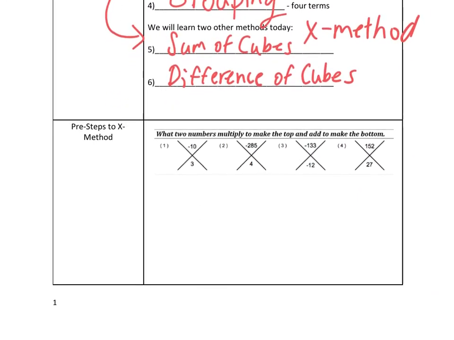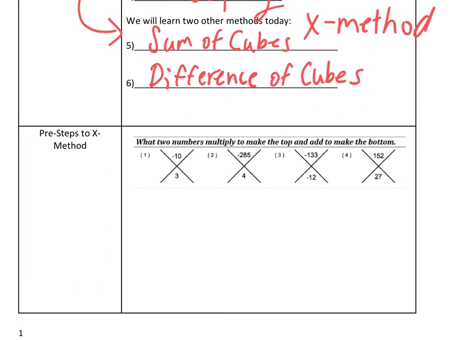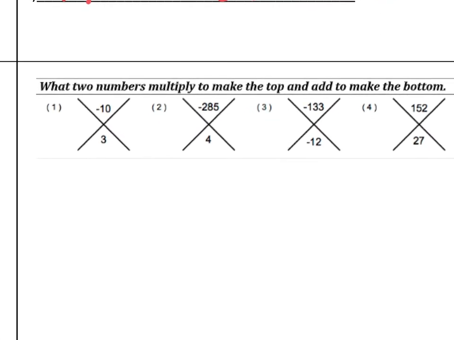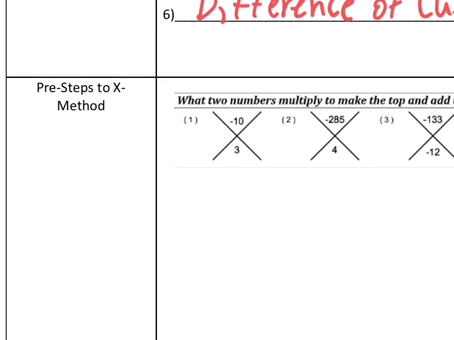So, pre-steps to learning the X method. What the X method is: it is drawing an X, okay? What's important to know about this X is that the two numbers need to multiply to make the top number, and they need to add to make the bottom number. Okay? If you need a little visual, one thing I told the last class to draw is draw your X and put M here and A here. M-A, ma, okay? So you remember that the top number is multiplication, bottom number, addition. You with me? Okay. So draw that little visual.